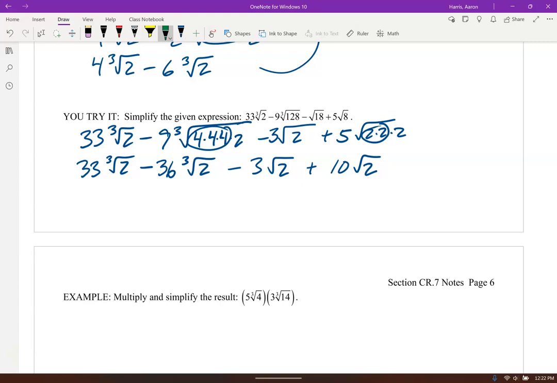Okay, so for the first ones, these are like terms. 33 minus 36, those are both third root 2's. So negative 3 third root 2. And then these ones are like terms. Negative 3 root 2 plus 10 root 2 is 7 root 2.